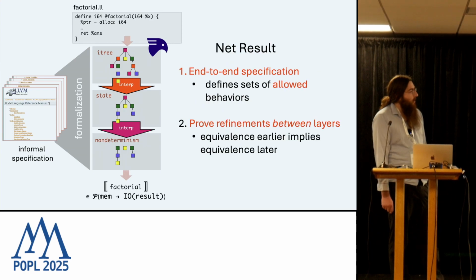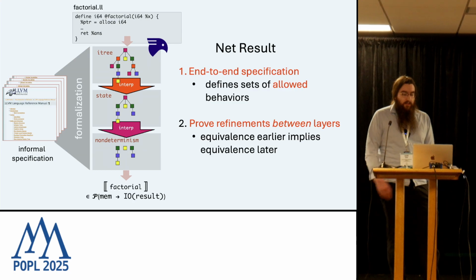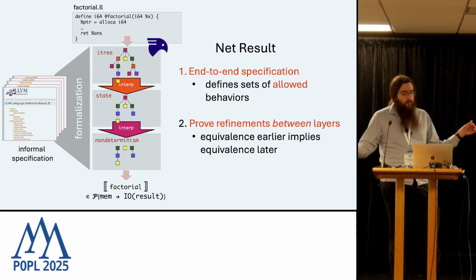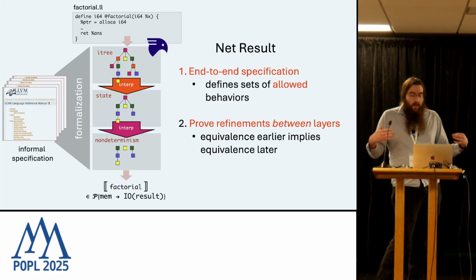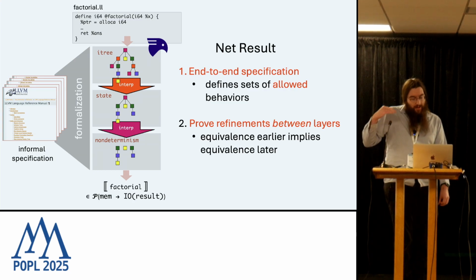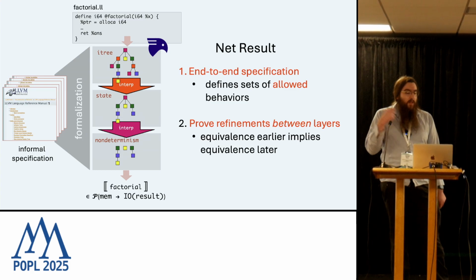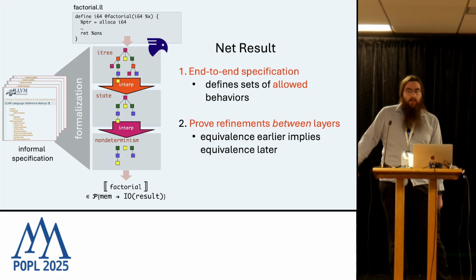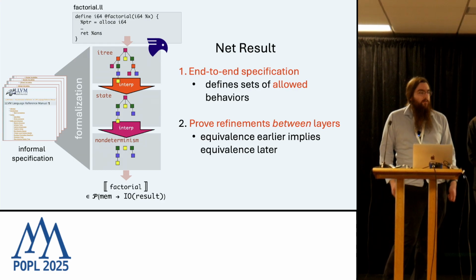So putting this all together, we get an end-to-end specification of an LLVM IR program. This specification is a set which defines all of the allowed behaviors for the program under the semantics. Furthermore, we also have these verified refinement relations between each layer of interpretation, so between each layer of handling of events. And using these refinements, we can prove behavioral equivalence of programs while leaving certain events abstract, which allows us to ignore things like the particular implementation of memory if it's not relevant.